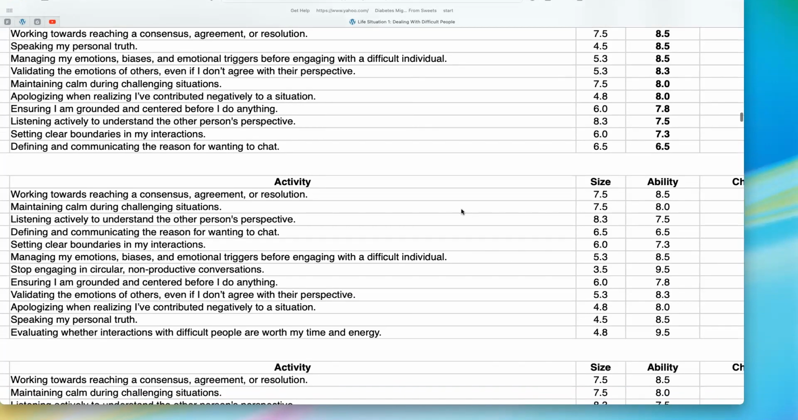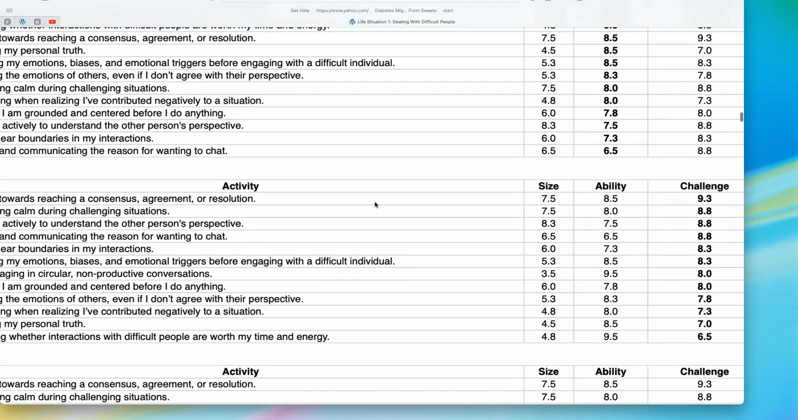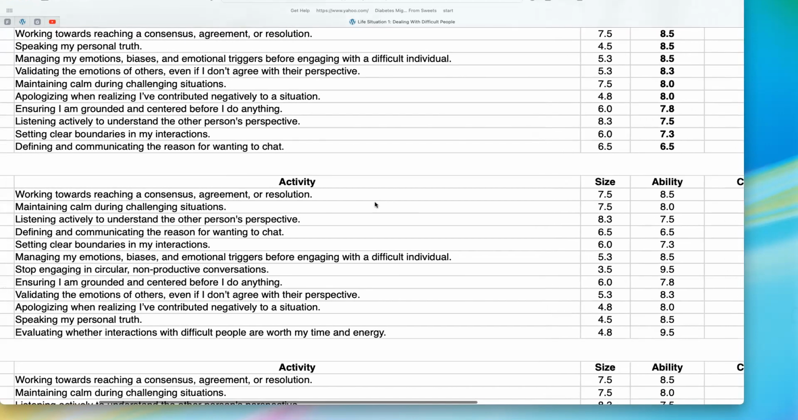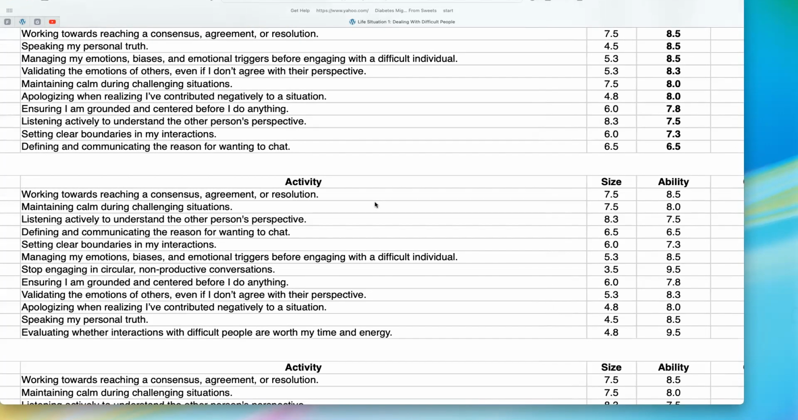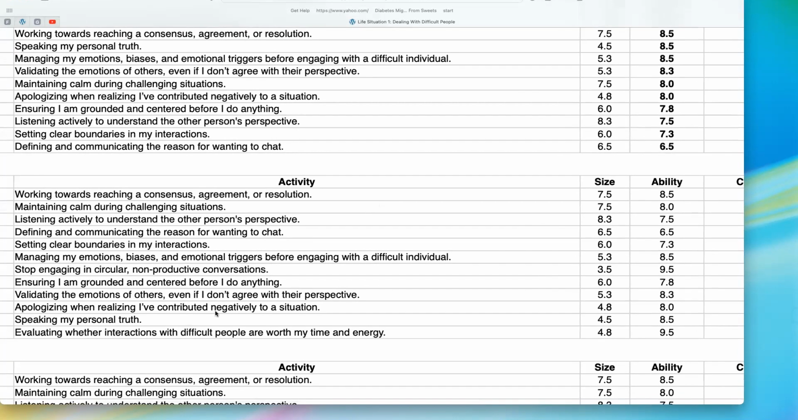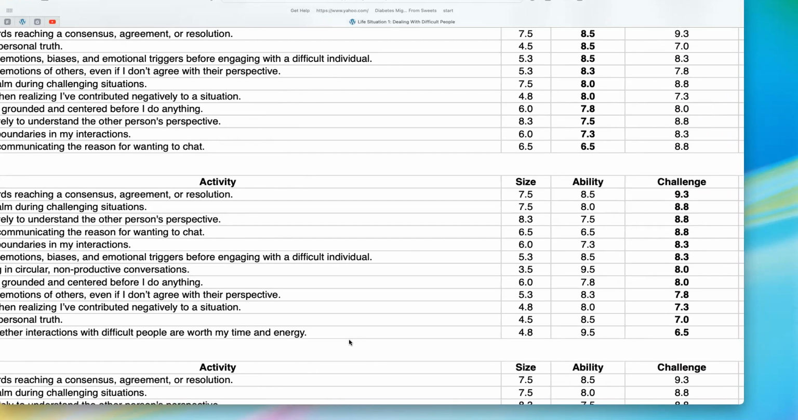This next little grouping is based on the perceived level of challenge that the population rated, and the challenge of 9.3. So that's pretty high. Again, 12 would be the highest, but 9.3 for working towards a consensus agreement or resolution. That was considered to be the most challenging, the most difficult activity. Where evaluating whether interactions with difficult people are worth the bother, that got a 6.5 on the challenge scale.